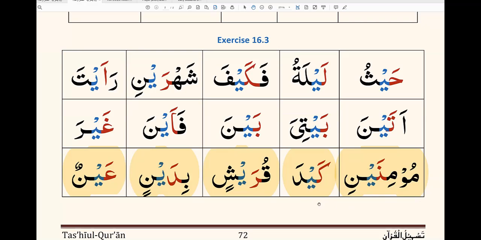Kay-da. Good, well done. Quraishin. Bi-day-nin. Ay-nun. Very good. Excellent, A5341. That was brilliant. There were lots and lots of rules in that last line.